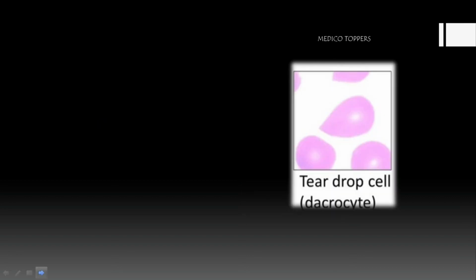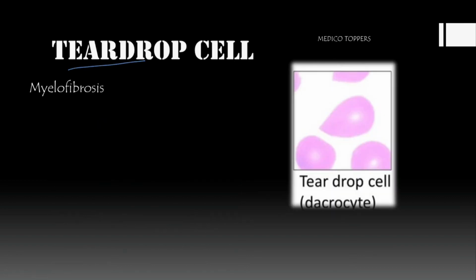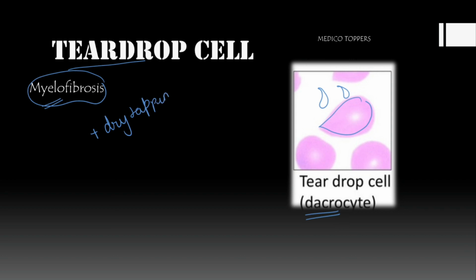Okay, next. Then comes teardrop cells. You can see in the image, it is exactly like a teardrop. Yes, exactly the same. It is also called a dacrocyte, and it is seen in myelofibrosis. In myelofibrosis, we will have dry tapping. What happens basically is that there will be fibrosis inside the bone marrow. So whenever we are doing bone marrow aspiration, we won't get anything because of the fibrosis inside, leading to dry tapping. And along with that, we will have teardrop RBC cells.